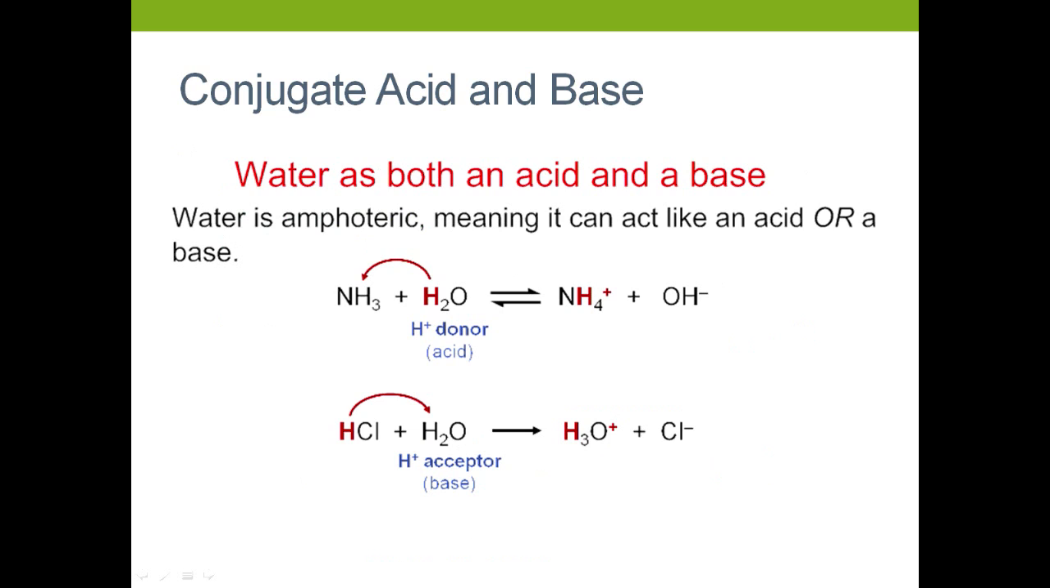Now we saw that water can act as both an acid and a base. This is called being amphoteric, meaning that something can act like an acid or a base. Well, how does it work? When water is in the presence of a stronger base, it acts as an acid and donates protons to the base. So NH3 is a stronger base than water, and so water donates a proton to NH3 to make NH4+. In the presence of a stronger acid, water acts as a base. Here we have HCl, a strong acid, donating a proton to H2O to make H3O+. Water acts as the base in this case.